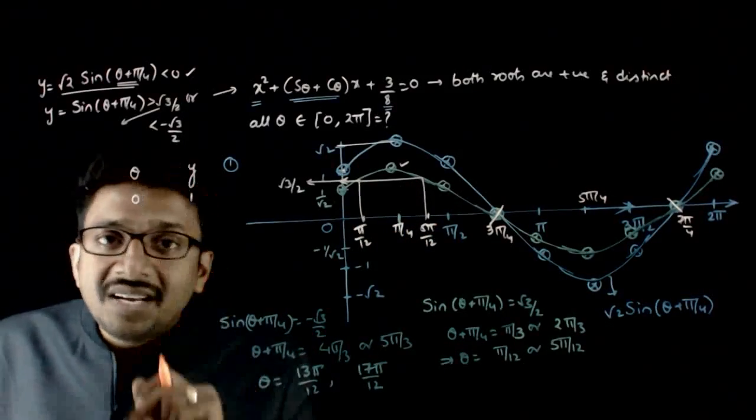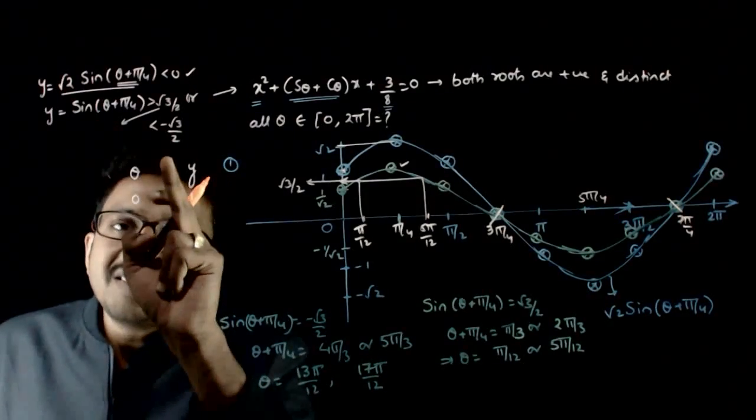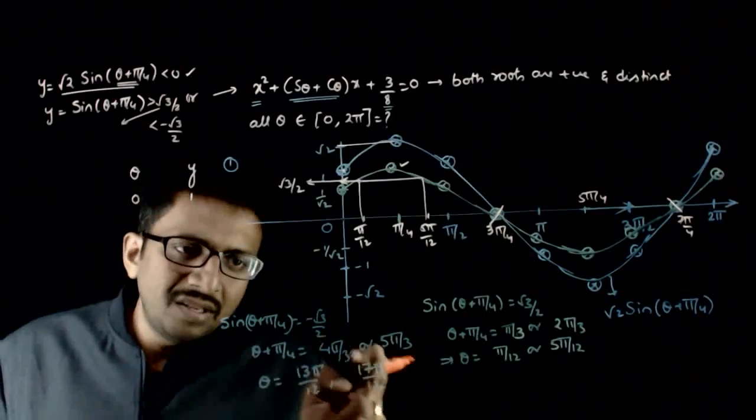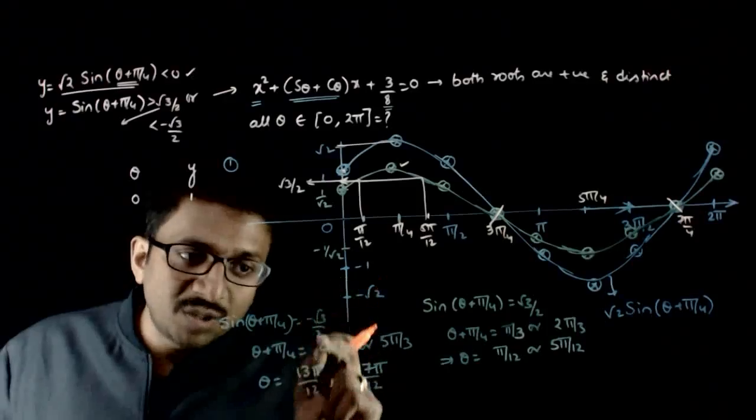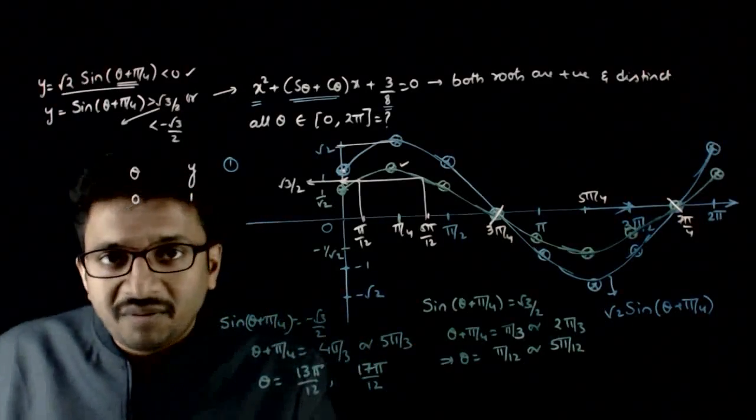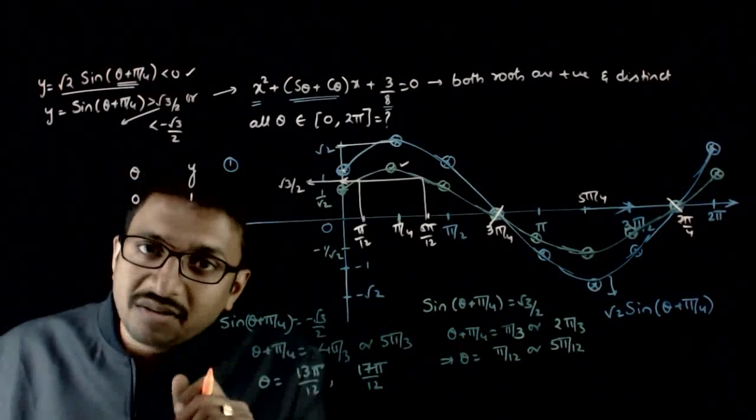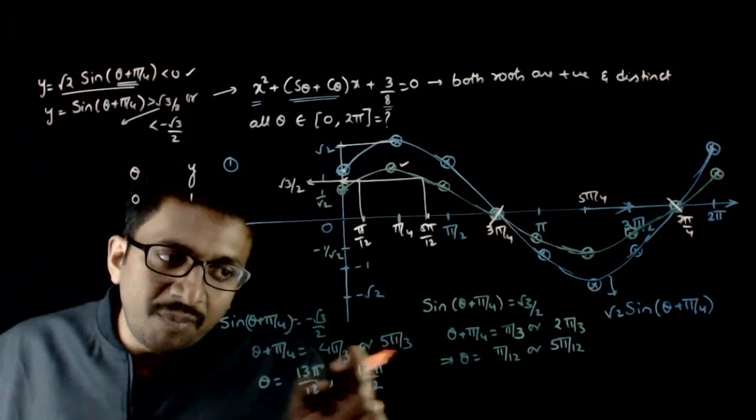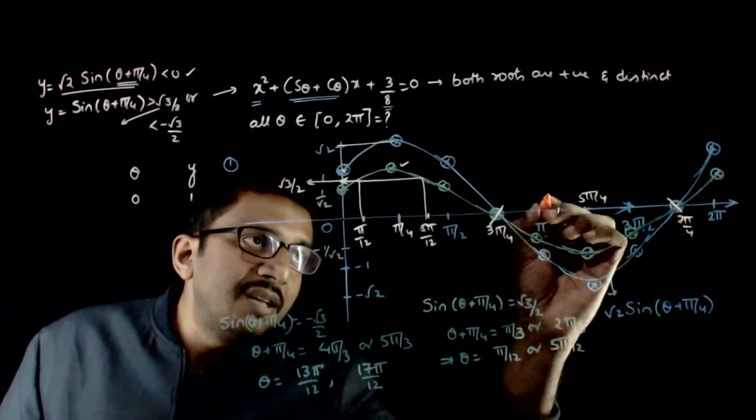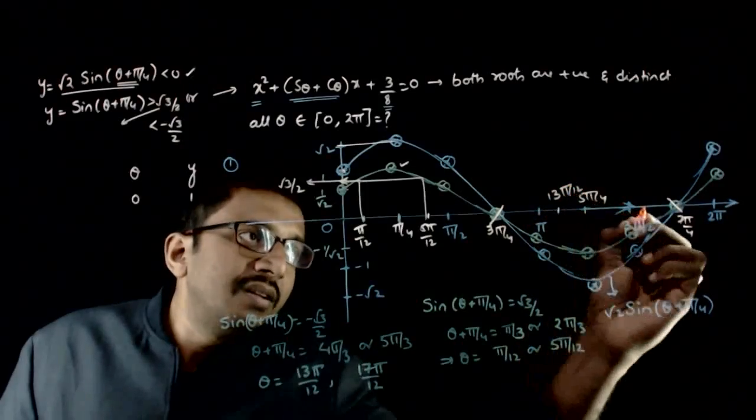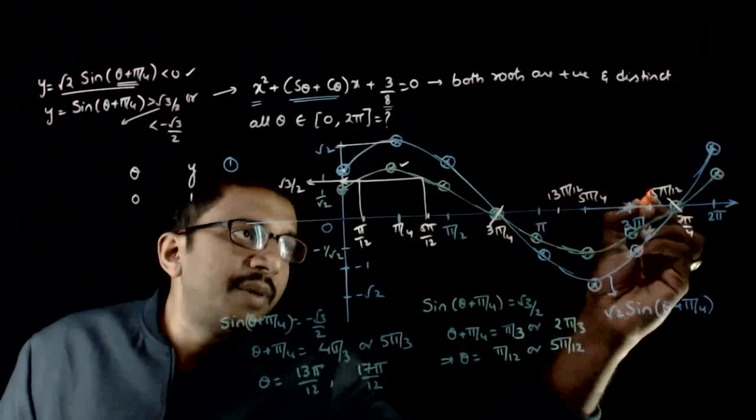Now let us go to the second inequation. Sine of theta plus pi by 4 should be less than minus root 3 by 2. First let us see where this is equal to minus root 3 by 2. If sine of theta plus pi by 4 is equal to minus root 3 by 2, minus root 3 by 2 corresponds to 4 pi by 3 and 5 pi by 3. That is 180 plus 60 and 360 minus 60. These are the two values. So corresponding to this, theta is equal to 13 pi by 12 and 17 pi by 12. So you get two values somewhere here. So you have 13 pi by 12 here and 17 pi by 12 here.